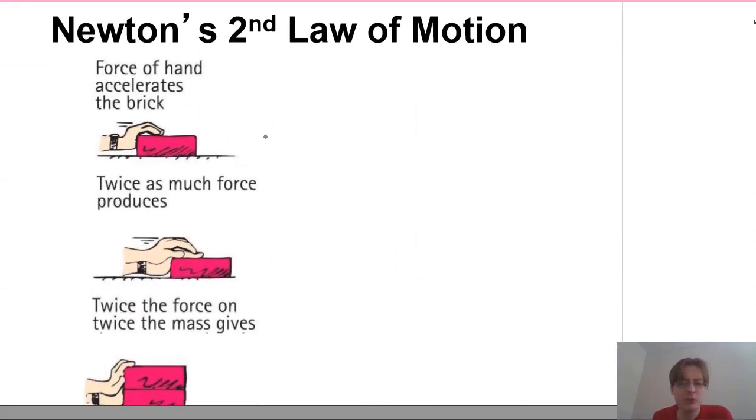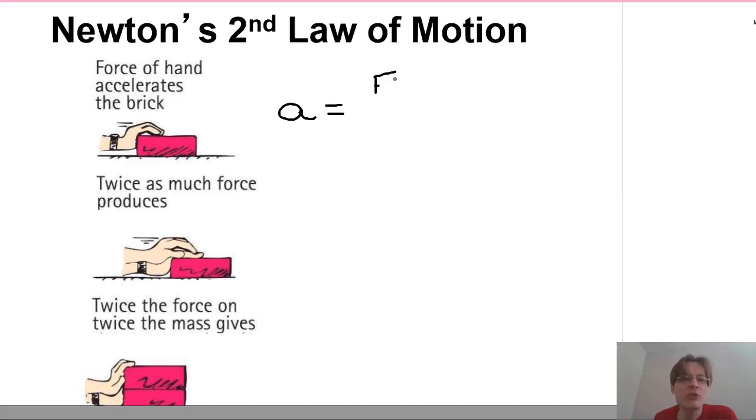Okay, let's get some practice with this and practice with some of the techniques that are used. Suppose the hand is accelerating the brick. Let's forget about any kind of friction. The brick is gliding along a super smooth surface. So the only force that acts on the brick is the hand. Okay? So we would say that the acceleration of the brick is equal to however hard they're pushing.